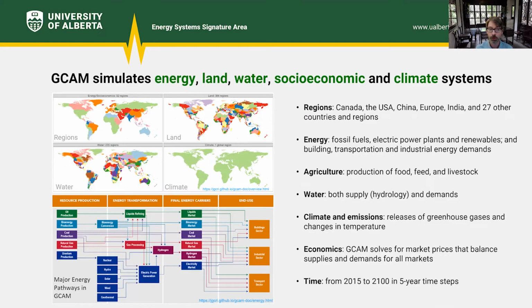A little bit more information on GCAM. GCAM simulates energy, land, water, socioeconomic, and climate systems. It has 32 different regions that include Canada, the USA, China, Europe, and India, and 27 others. You can see them all here on the left-hand side.